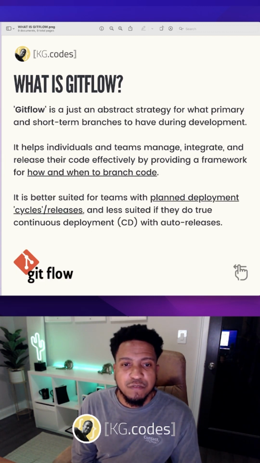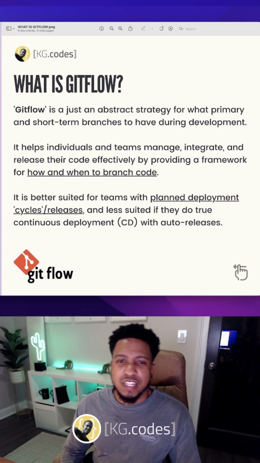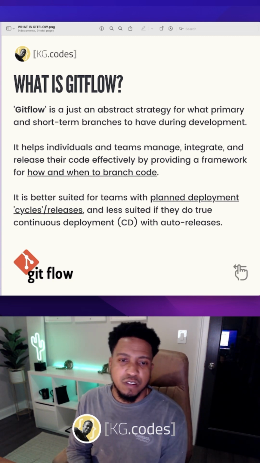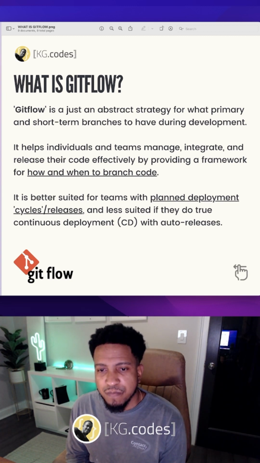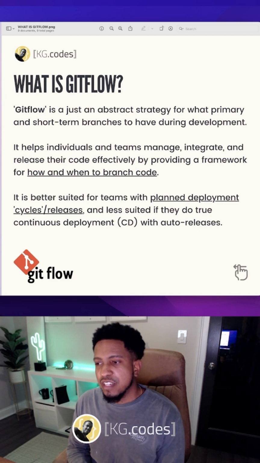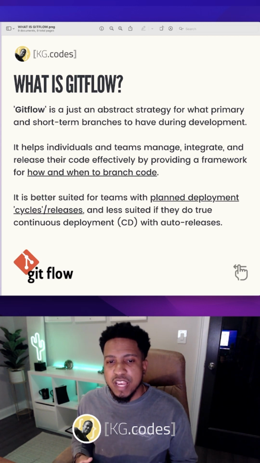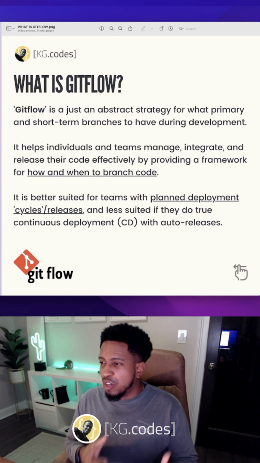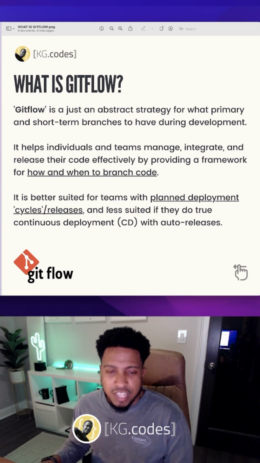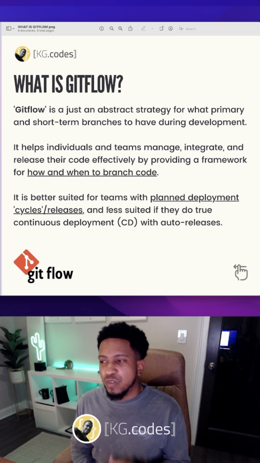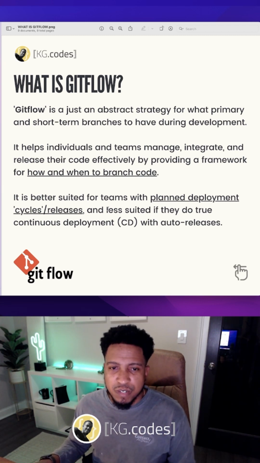So what is GitFlow exactly? GitFlow is just an abstract strategy for what branches you should try to have during development. Whether you're an individual or working on a team, it helps you to manage, integrate, and release the code effectively. It gives you a framework of when and how to branch your code. GitFlow is better suited for teams with long planned release cycles, and less suited for teams that are using continuous deployment, where they're doing automatic releases or very quick releases.